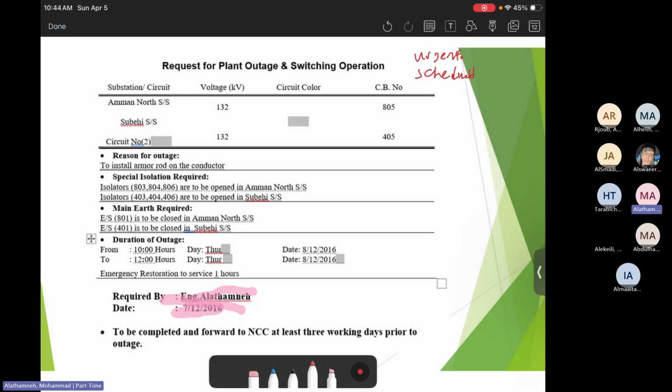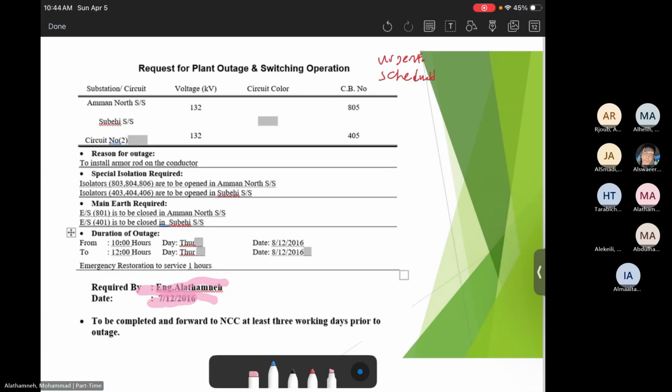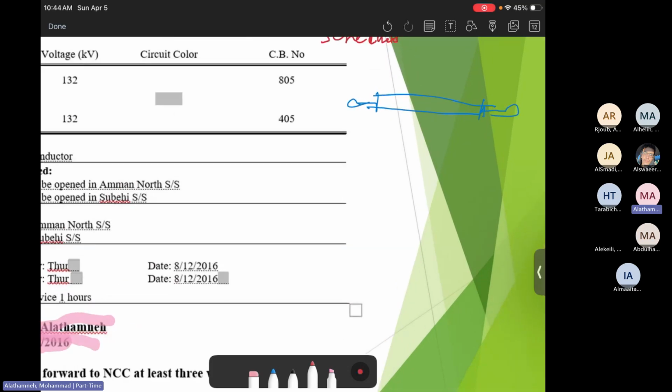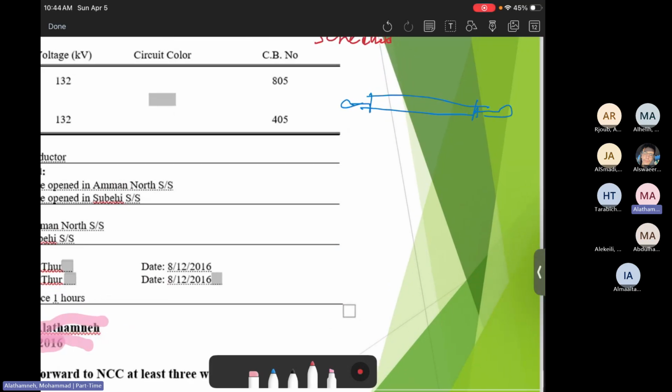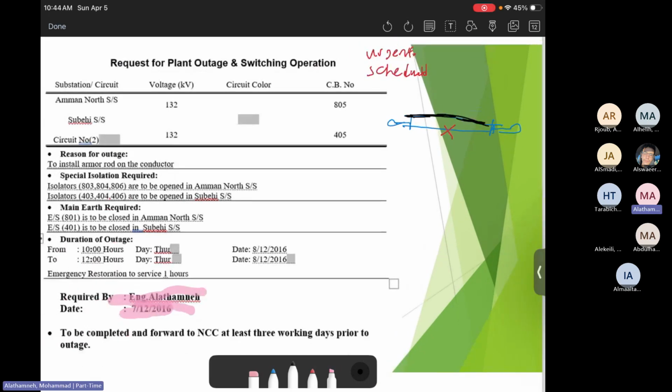Do you think there is sufficient power to supply the load when we turn off the power on this line? And as we know, there's circuit 1 and circuit 2. So here is a substation, for example, Sbihi, here is substation North Amman. Then there are 2 lines. So assume that we need to do a maintenance on circuit number 2, which makes it out of service. Now, the question is, do you think circuit 1 is capable of handling all of this amount of power? Yes or no? We don't know. How can we know that?